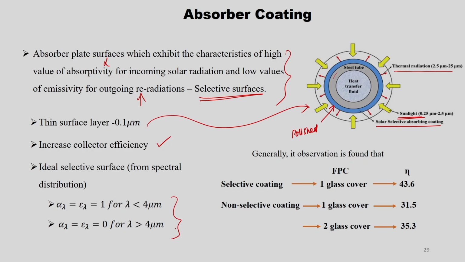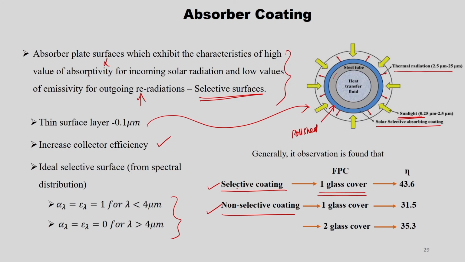So, we have discussed why it is 4 micrometer in the spectral distribution, why we have selected these two ranges. And we have already seen selective and non-selective coating, what is the difference. But here one thing to be observed is when selective coating is done, we need not go for more number of glass covers. More glass covers reduce the convection losses, but it also contributes to reducing the transmission of solar energy into the absorber plate.